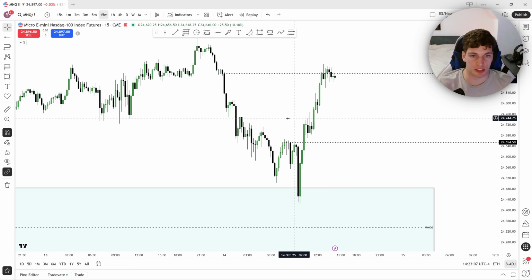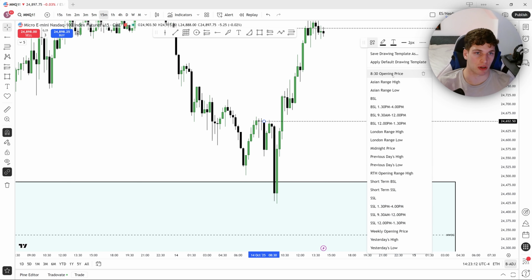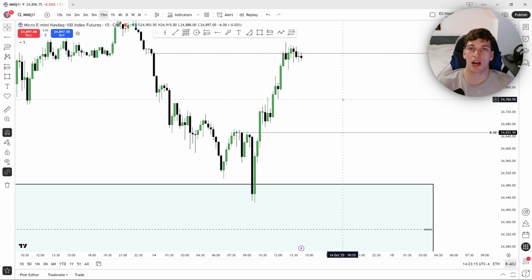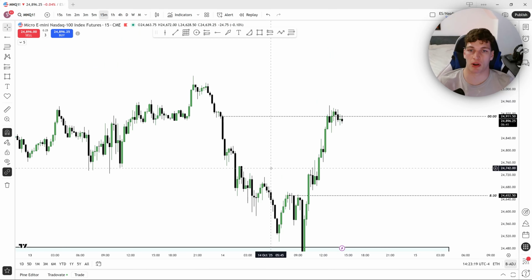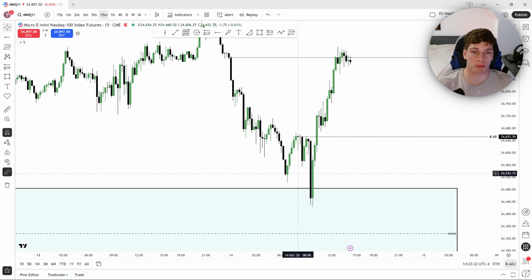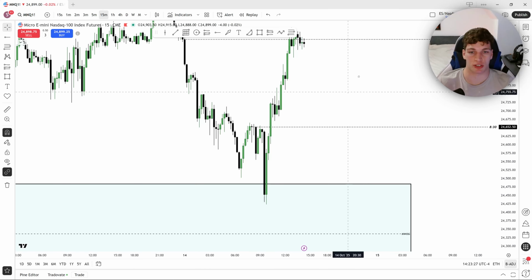Secondly, have we manipulated above or below the 8:30 opening price? This is when the New York Stock Exchange opens up for the pre-market. Have we manipulated above this point? No, we haven't. This shows that the market is very heavy and perhaps ready to reverse if the order flow is bullish. So you're waiting for that extra confirmation.